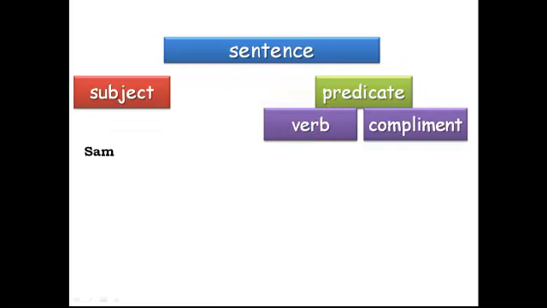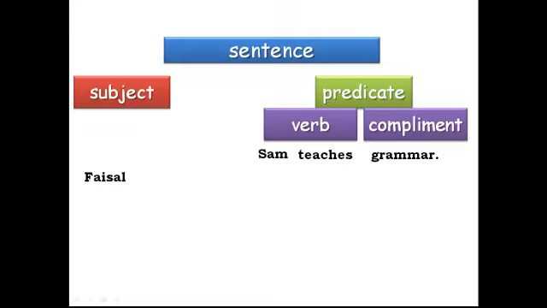Okay, firstly, Sam, subject, teaches, verb, grammar, complement. So together, teaches grammar is the predicate, where teaches is the verb, and grammar is the complement. In other words, the complement is the part of the predicate which receives the action. And together we have the complete sentence, Sam teaches grammar.